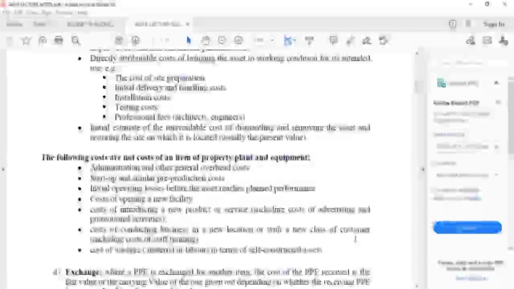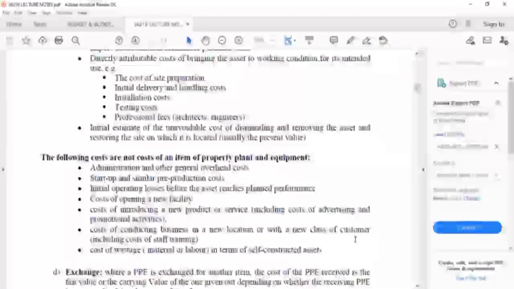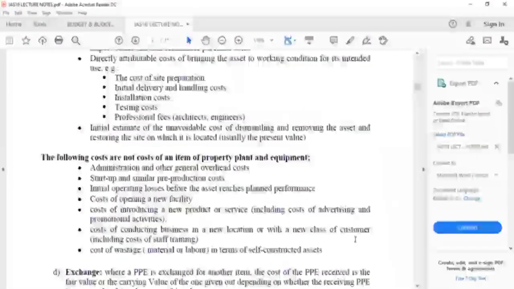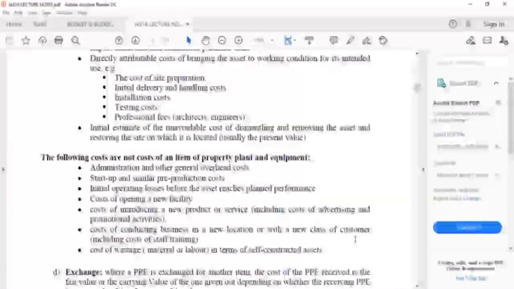Including cost of staff training. And you can't add that one, but the asset is already in use. Note that you are incurring this cost to bring the asset to its intended use, or to the stage of use that you want to choose.